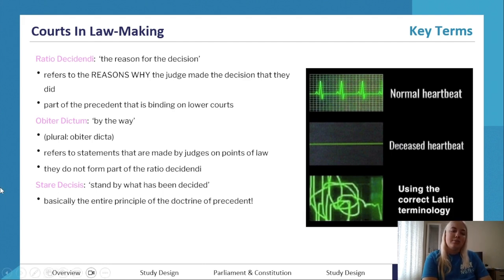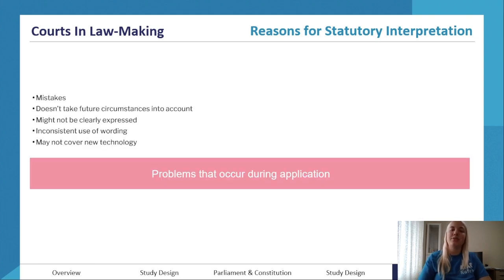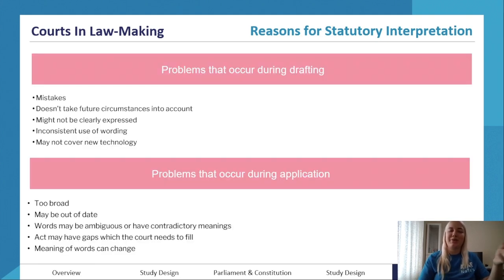Now, stare decisis means stand by what has been decided, and this just refers to the entire principle of the doctrine of precedent and the process you need to be able to explain. So you're expected to use those terms when answering questions, so learn them, be confident in them.